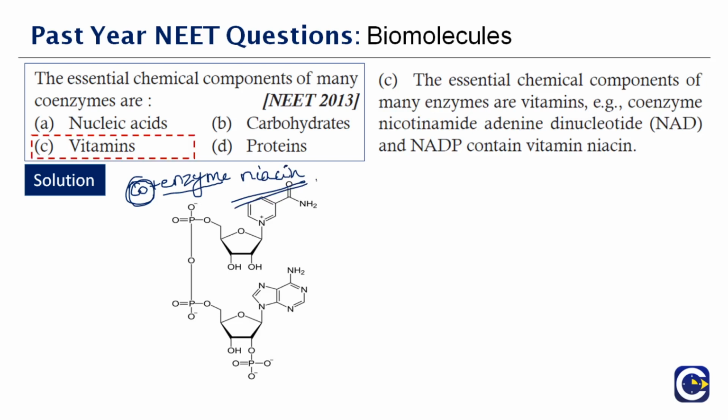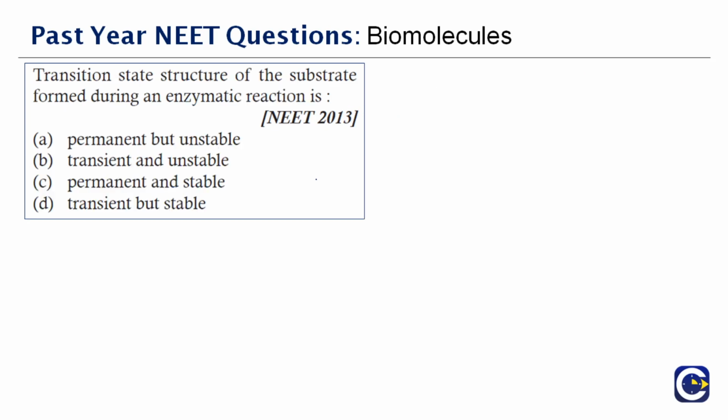Okay, so I've given you a picture also to repeat that. Right, we have seen NADP here. Okay, next question here. This question was asked in the year 2013. Transition state structure of a substrate formed during an enzymatic reaction is dash. Again, this is an easy question for you.